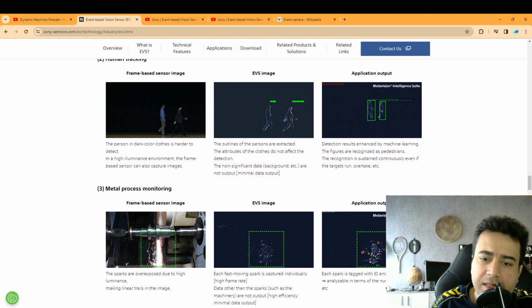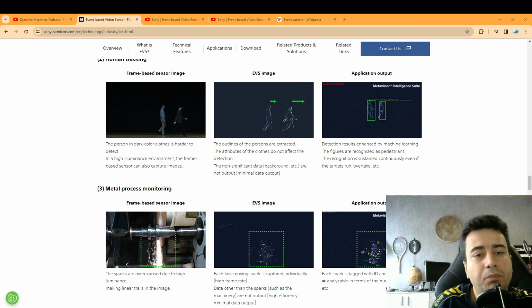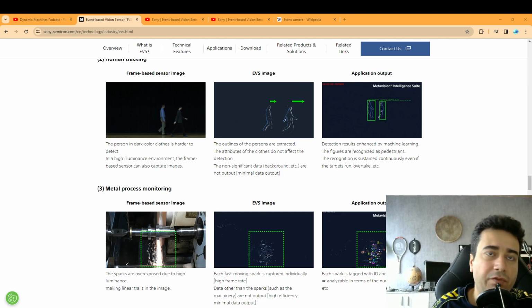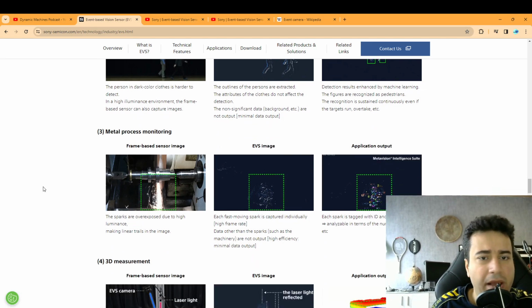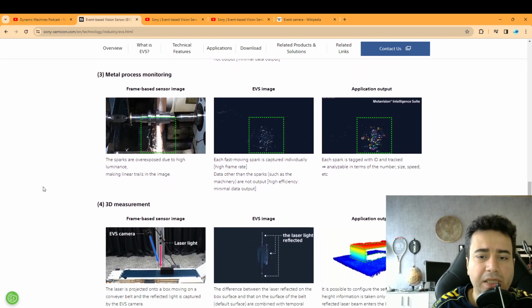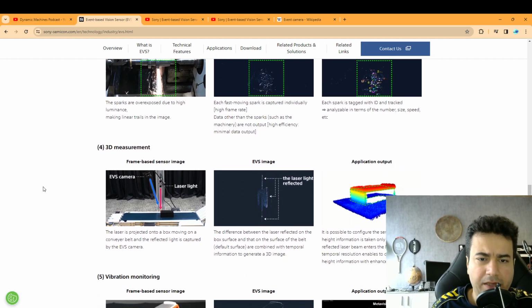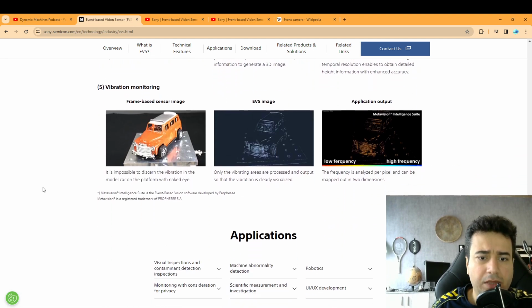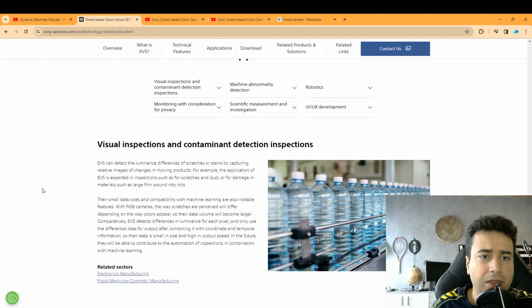Honestly, I don't think there are too many event-based cameras available in the market. I've seen this one from Sony, EVS sensors. The other one was from Prophesee or something like that. I don't remember, but as I said, not many companies and models of EVS exist in the market at the moment, but I think they will become common quite well in the future.